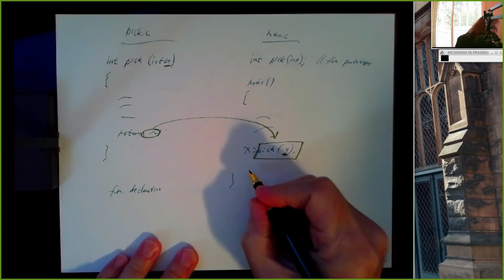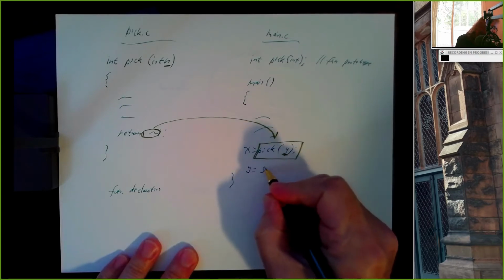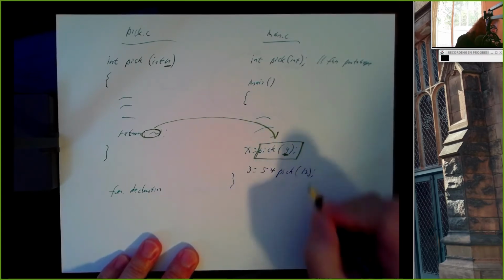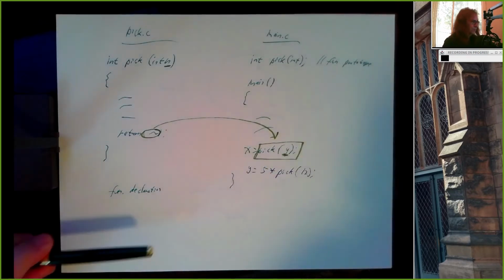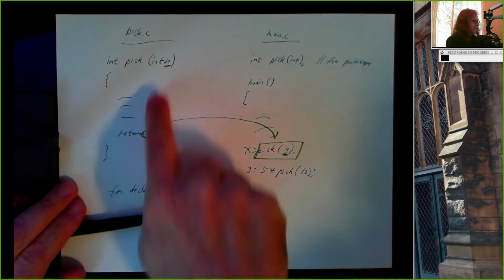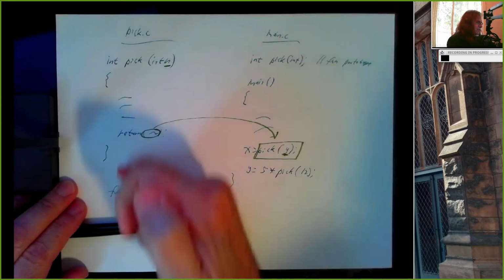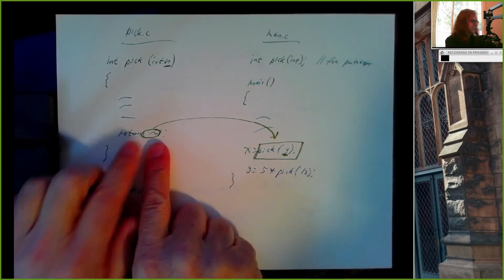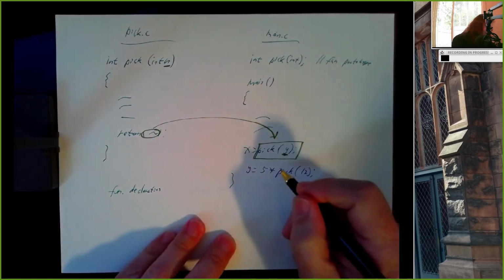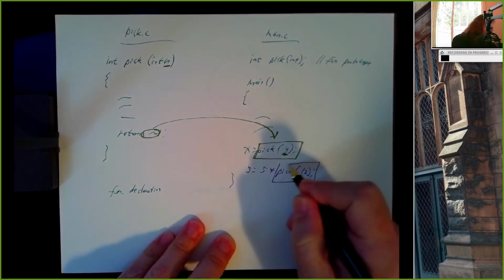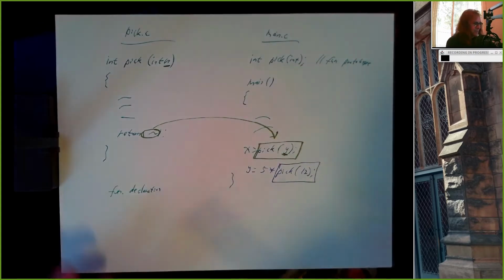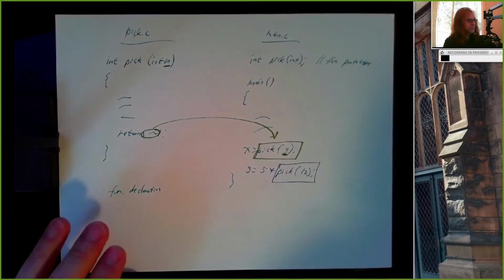And if I say something like y equals 5 times pick of 12, what does it do? This is a 12, it sets n equal to 12, it executes that stuff. When it gets to return, whatever the value of this return expression is, that becomes this. It gets multiplied by 5, it sets y equal to that. So very mechanical.